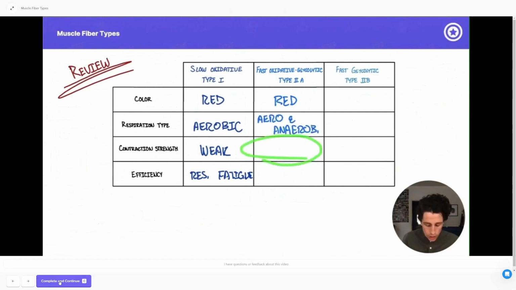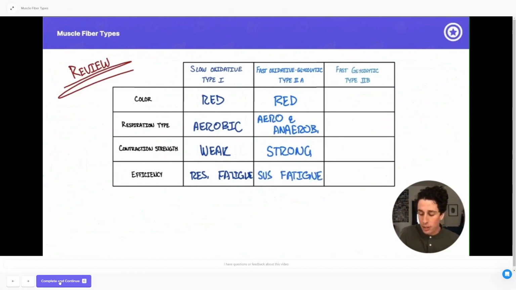And then the contraction strength of these is going to be a fairly strong contraction. It's not the strongest of all of them, but it is fairly strong. So let's write in strong. And as we know, these are going to be fairly efficient as well, but they will be susceptible to fatigue. So let's write that in: susceptible to fatigue.